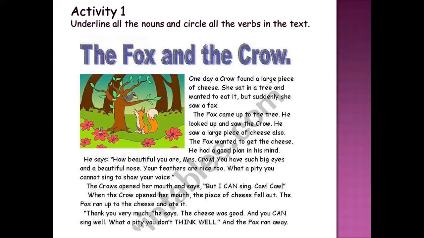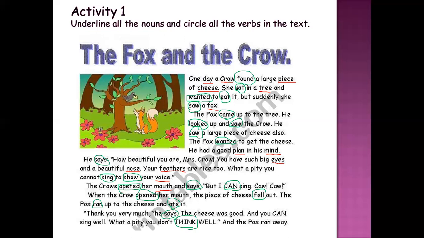This is the story. So, were you able to find out any nouns or verbs in this text? As I told you earlier, you can pause the video and do the activity, and after that you can resume the video. We will discuss the answers. Here, I have underlined all the nouns in red color and circled all the verbs in green color.